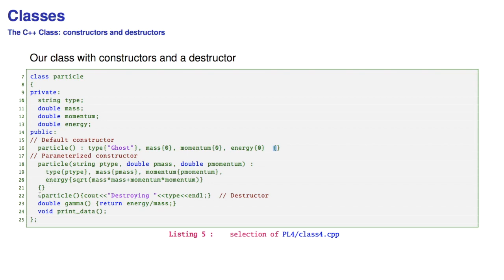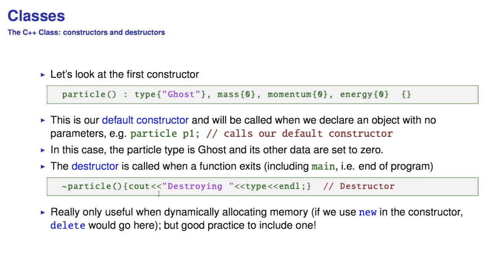And then we also declare a destructor, which I should probably have made slightly clearer that it happens over here. So we set destroying, and it just outputs that. It doesn't do anything in this case. Destructors will become more important if we allocate all kinds of weird and wonderful data sizes, which we'll see later. We've got a function gamma inside here that returns the energy of a mass, and we declare a function print data. So let's look at the first constructor, the default constructor.